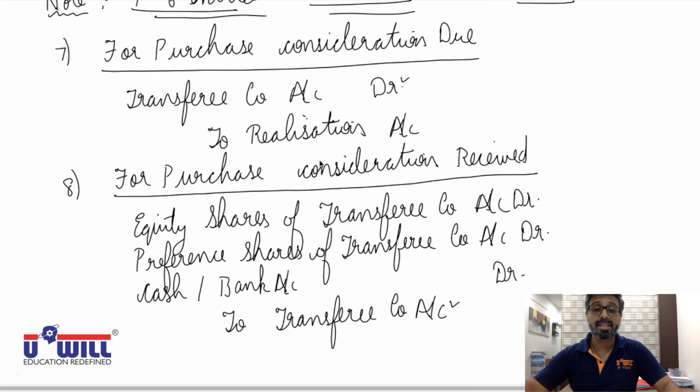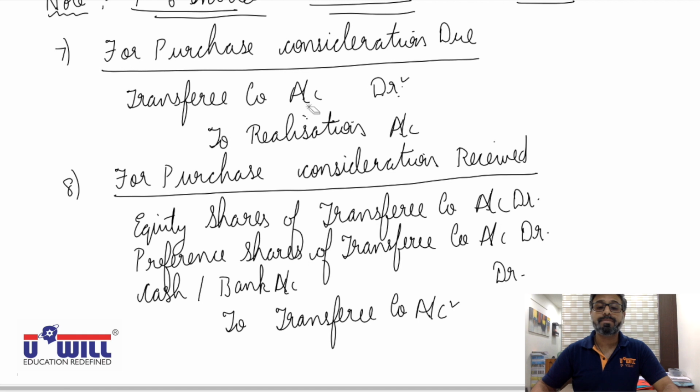After the first 6 entries, the closing entries, what are the next 2 entries you'll remember? Purchase consideration. 7th is purchase consideration due. 8th is purchase consideration received. For purchase consideration due, purchase consideration is receivable, debit the receivable, so transferee company account debit. And it is an income for the transferor company. Credit all incomes and gains to realization account.